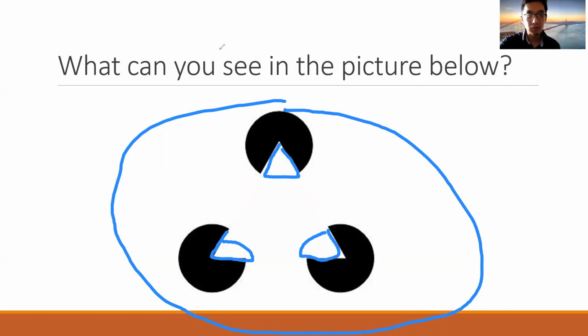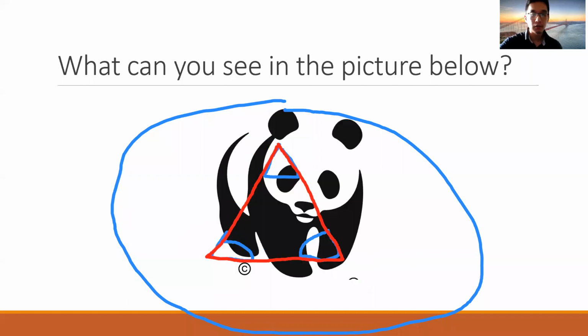So the triangle is like here. This is a white triangle that covers the three circles with black color. And next one.